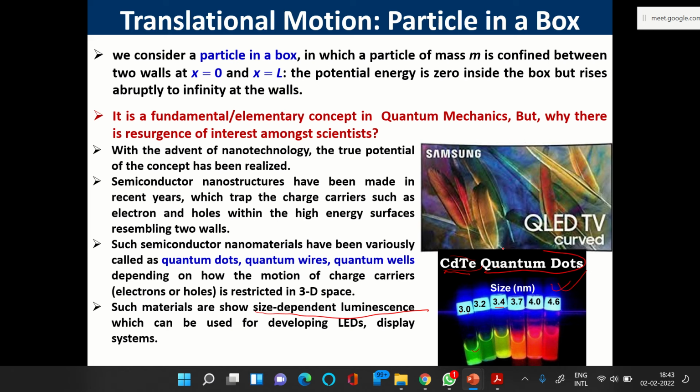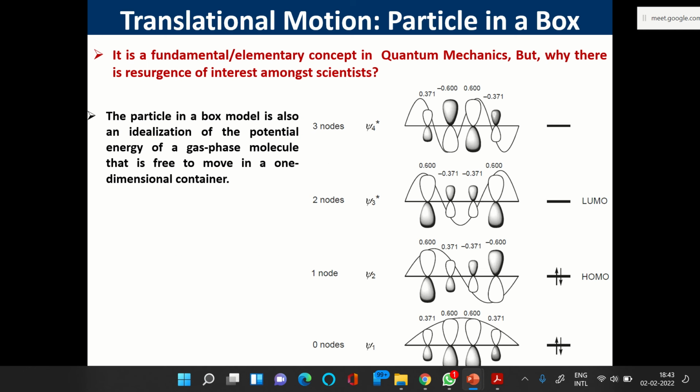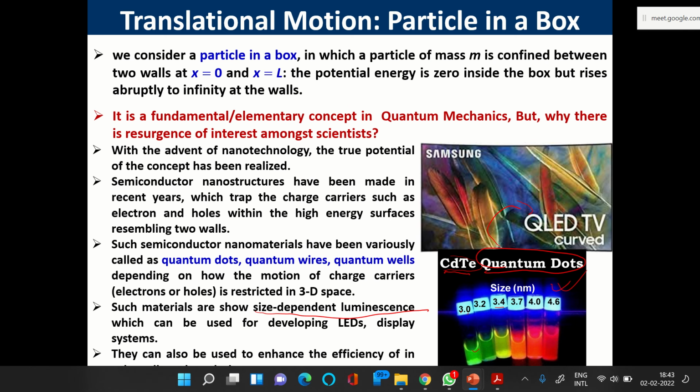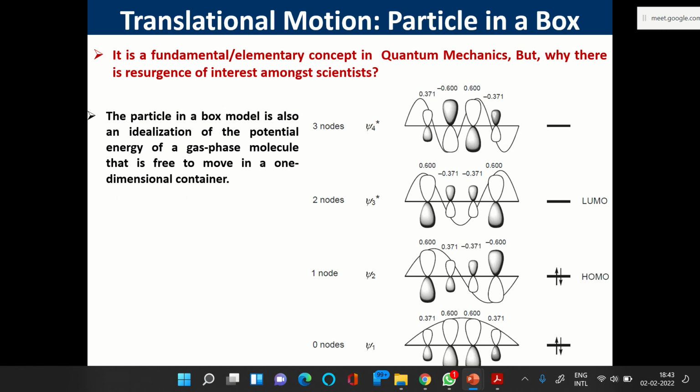Similar types of quantum dots have been used in QLED TVs, and bulbs are also being designed on that line. So display systems and LED bulbs that you can talk of. They are good because they consume a little amount of electricity and produce wonderful image quality, long lasting. So all because of the advantages the people are preferring. So that is one set of application. If you understand particle in a box, then you can design those things.